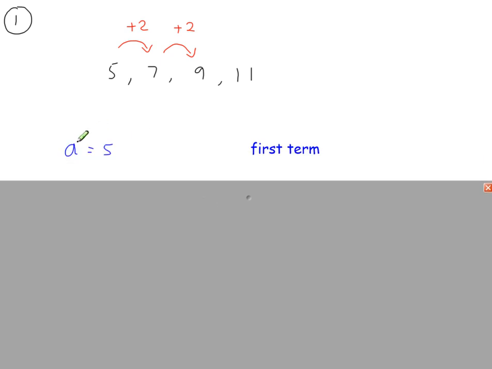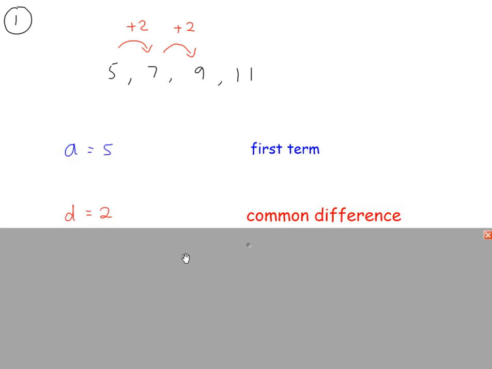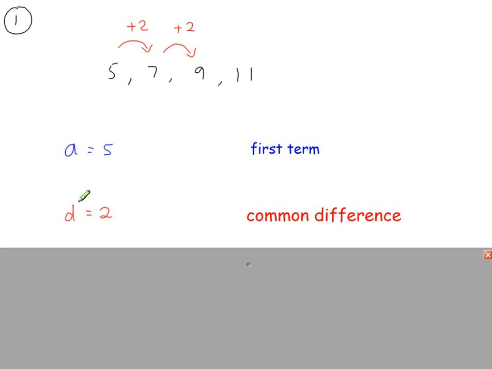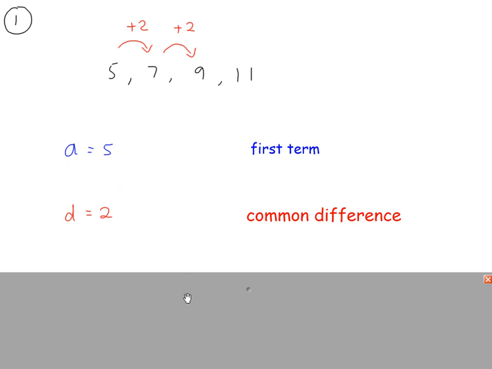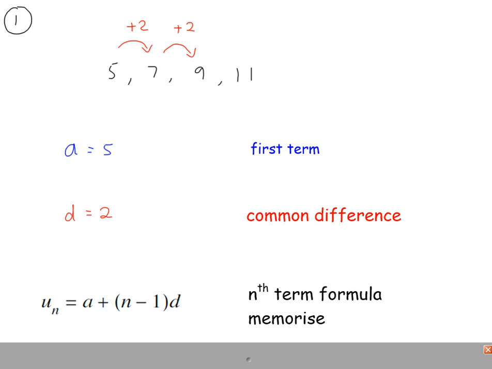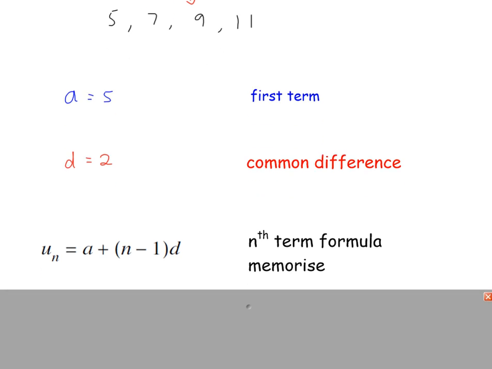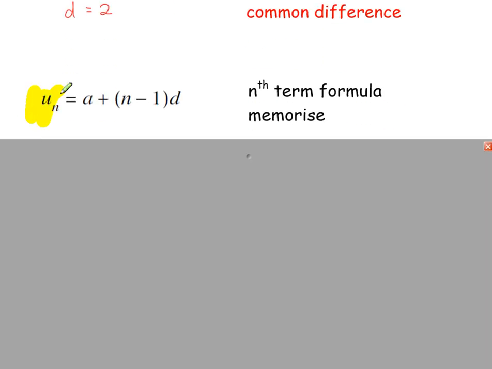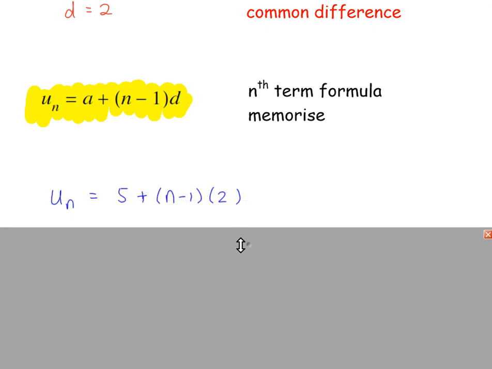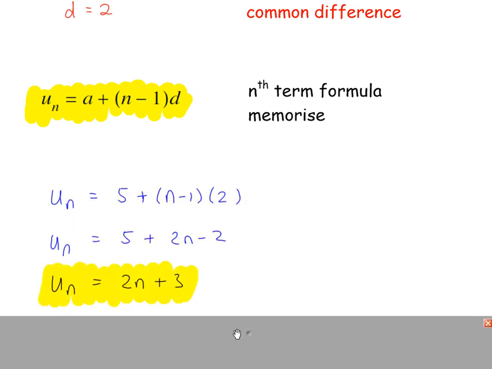So the letter a is used for the first term and d is used for the common difference. The common difference could be positive or negative, it can be a decimal, fraction, rational or irrational number, it doesn't make any difference. Same for the first term. There's a formula, the nth term formula, which needs to be memorized. If we substitute our values into this and simplify, we get the nth term formula.